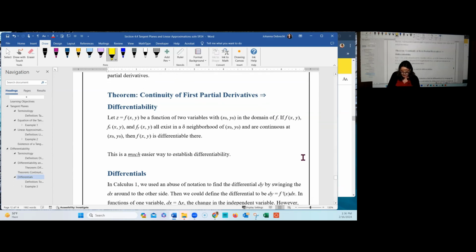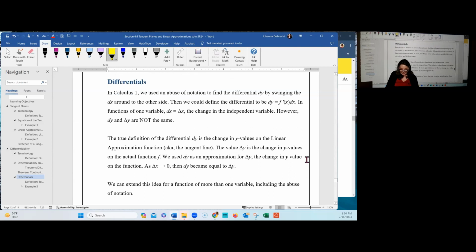Let's now look at a short section at the end of this particular section. This is on differentials. Now, in Calculus 1, as we discussed earlier, we defined the differential dy to be the derivative of the function, the first derivative, multiplied by the differential dx. This was created by an abuse of notation where we took dy dx, abused the notation, and swung the dx to the other side. However, we also noted that dy was not equivalent to delta y.